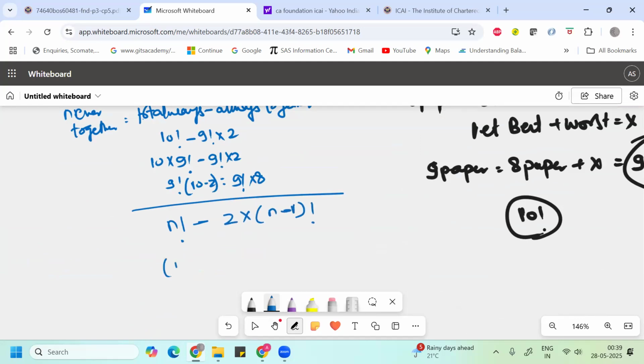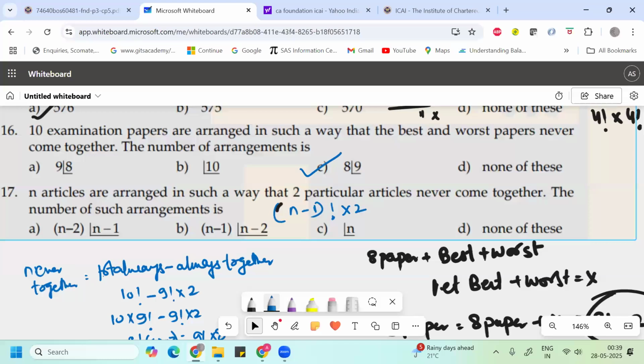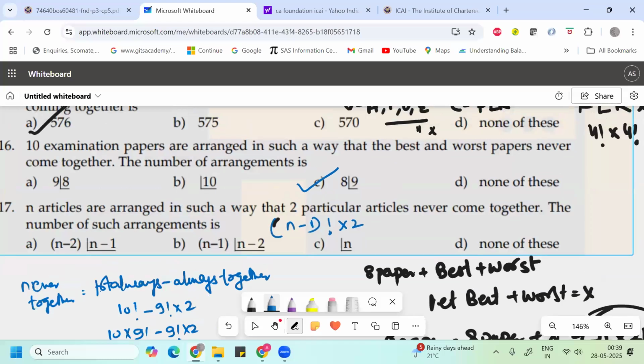Okay, so you can take n minus 1 factorial common. You are left with n minus 2. This will be the answer: n minus 1 factorial into n minus 2. So the answer to question 17 would be option A. Clear, everyone?